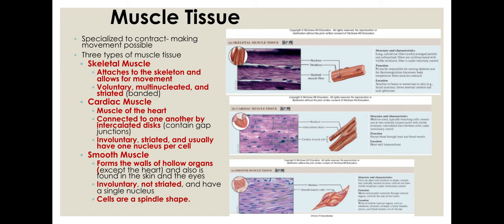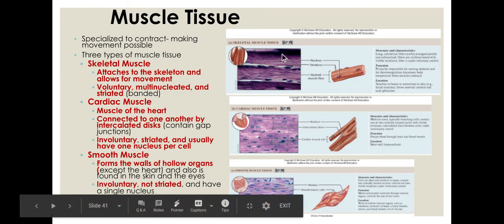Muscle tissue is specialized to contract, and that is what makes motion possible in the body. There are three types of muscle tissue. The first being skeletal muscle. And skeletal muscle is going to attach to the skeleton and allow for movement. Skeletal muscle is voluntary, which means you have to tell your body to do it. And it's multinucleated cells, so many nuclei in a cell. And we say that it's striated or banded.